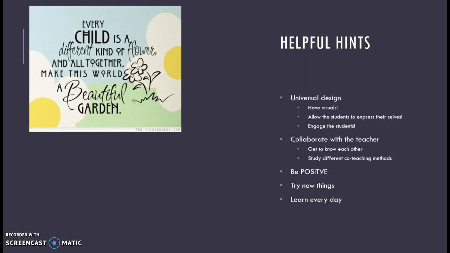And this can help the students if you scaffold instruction. Who knows what the students can do? You need to be positive. Every child is a different kind of flower, and all together make this world a beautiful garden. I think that is the most important thing I have read. It's one of my favorite quotes because it's showing that every person is different. We need to be positive, try new things. The students learn differently, and we need to allow them to learn every day.